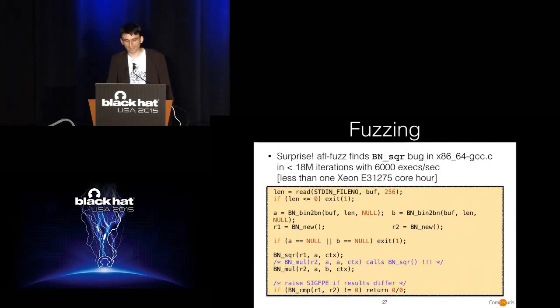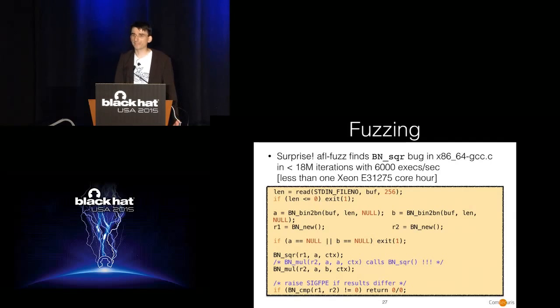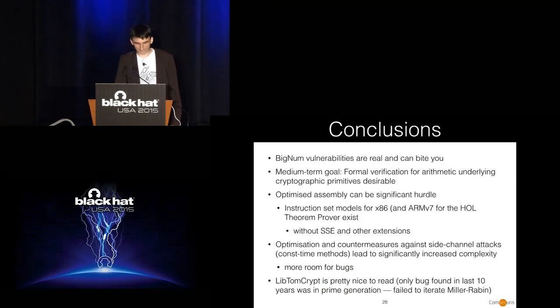And it turns out that AFL fuzz is able to find the bn square bug with this little bit of code in less than an hour on one Xeon. And as I said, I only talked about old bugs, but you can try this with other properties and other BigNum libraries, and you will maybe find something as well.